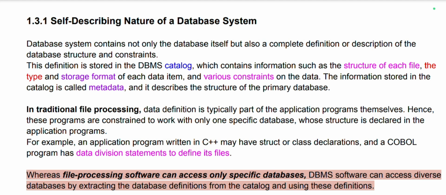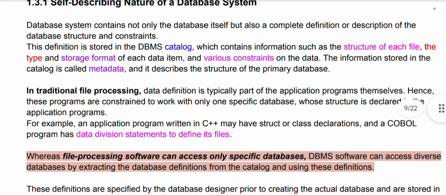The information stored in the catalog is called metadata. The information that you have stored in the catalog is called metadata. Metadata defines the data, and it describes the structure of the primary database. What will be the structure of this primary database? This information will be stored in the metadata.